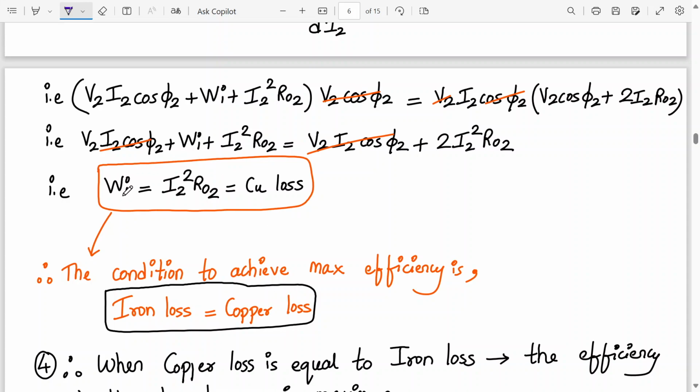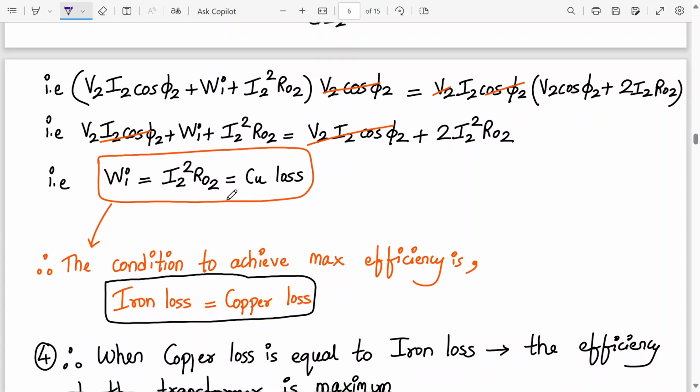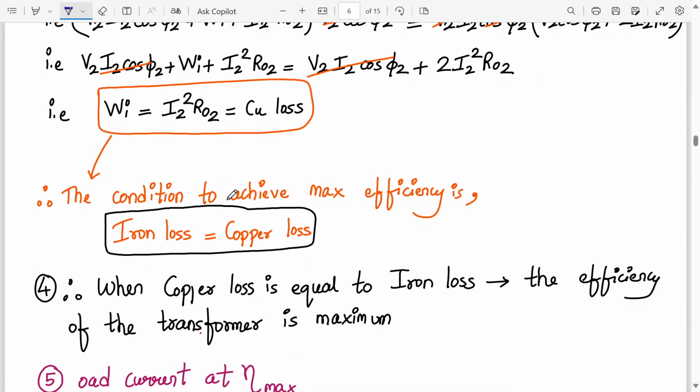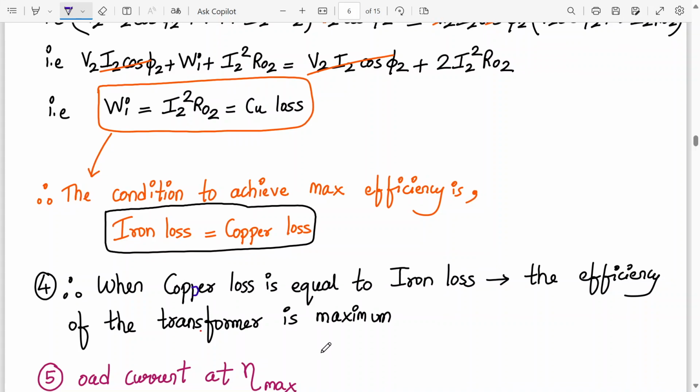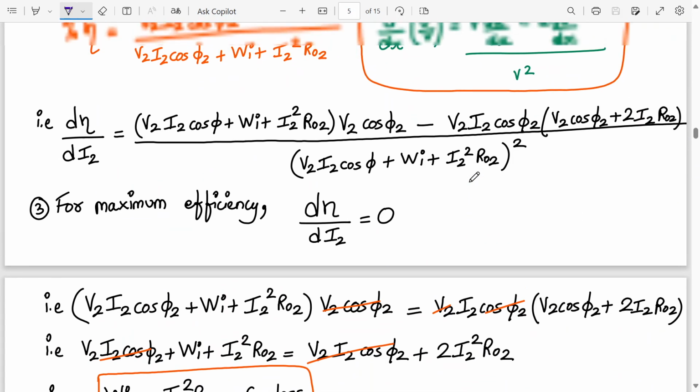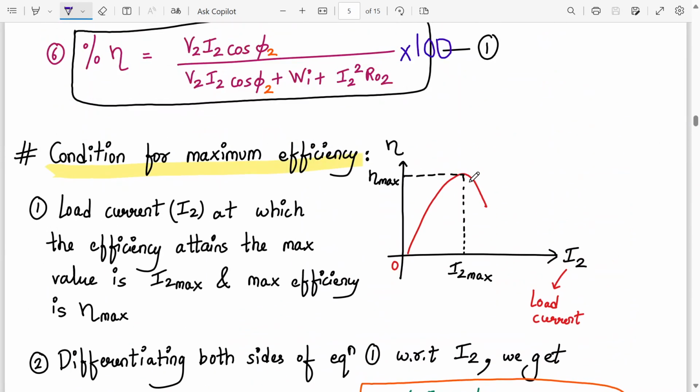Wi is iron loss, right? That should be equal to copper loss, which is I2 square RO2. Okay? So this is the condition for maximum efficiency. Therefore, when the copper loss is equal to the iron loss, the efficiency of the transformer is maximum. Understood this? Hello?